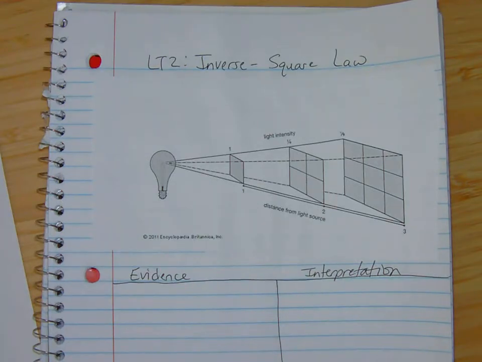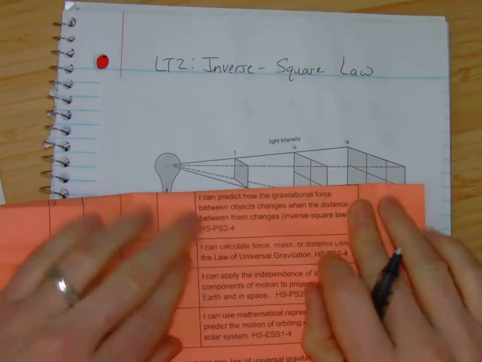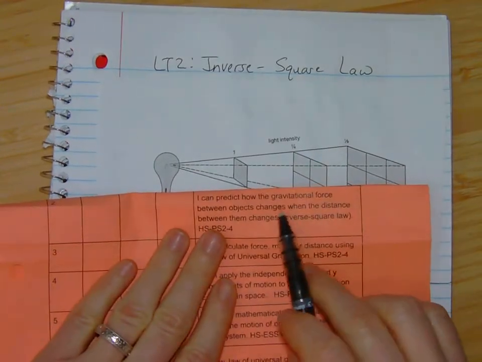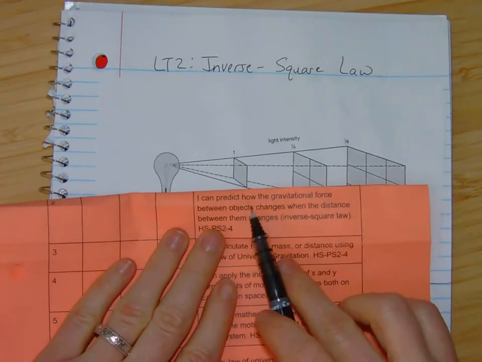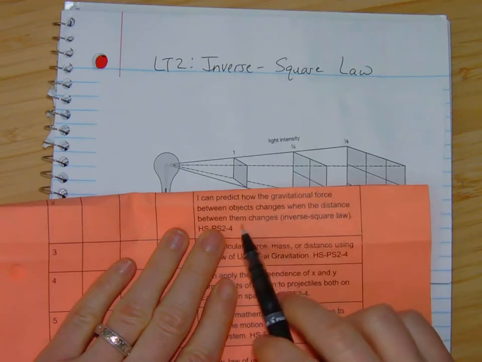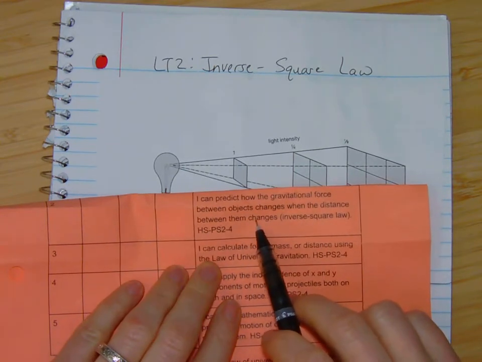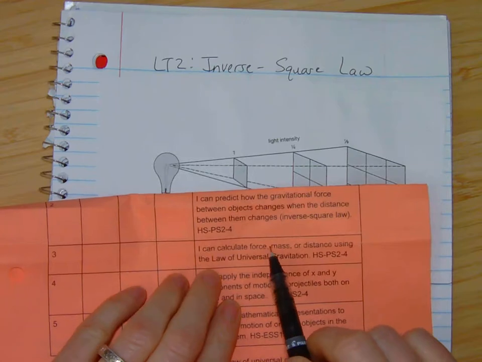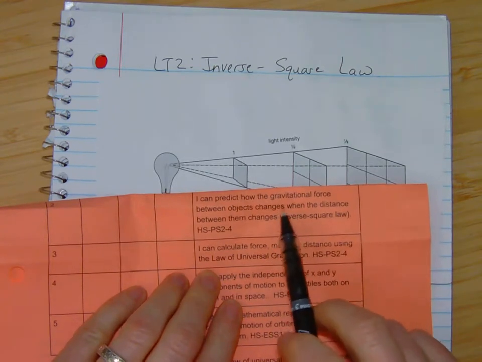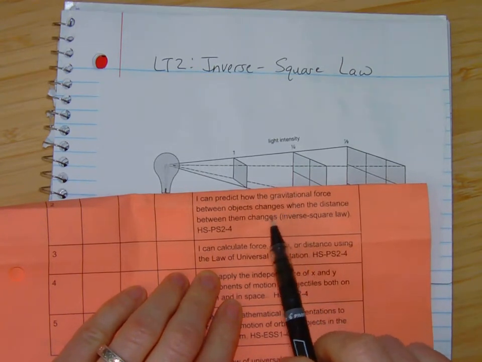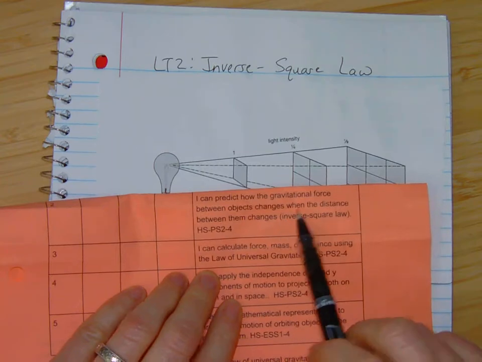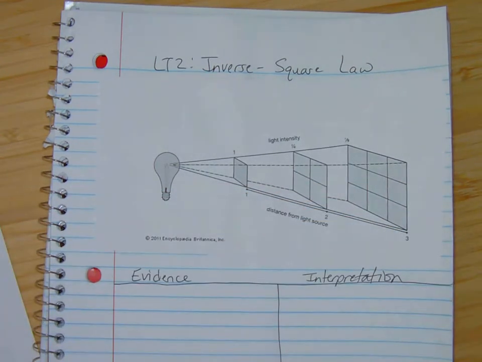These are the notes for LT2 in the space science unit, and the target says that you can predict how the gravitational force between objects changes when the distance between them changes. Then we'll also deal a little bit with a mass change, but that will be more Target 3. Right now we're primarily concerned about what happens to the force of gravity between two objects when they get either closer together or farther apart.